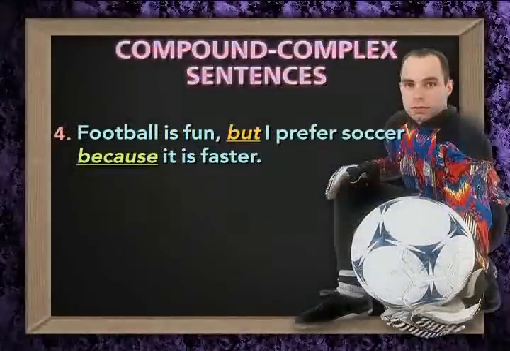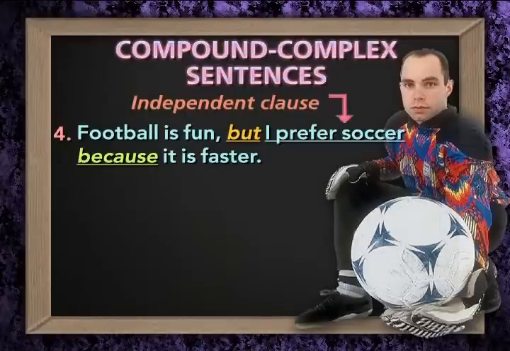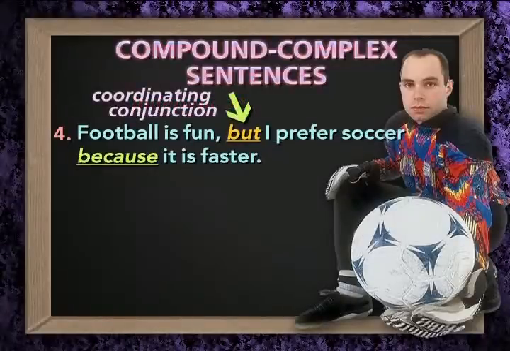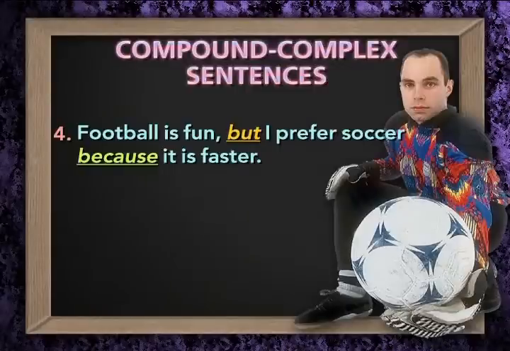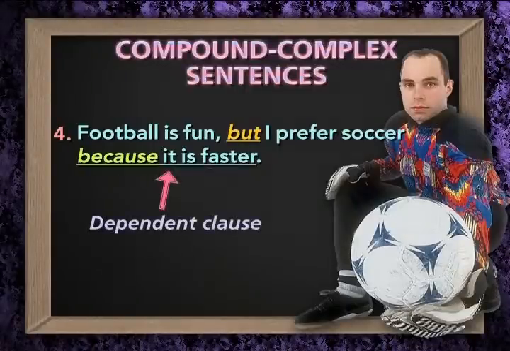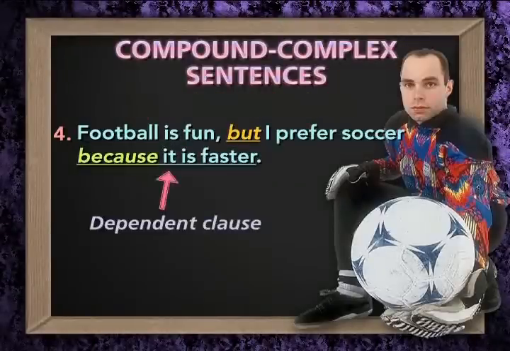Number 4, football is fun, but I prefer soccer because it is faster. Football is fun, independent clause. I prefer soccer, independent clause. Combine the 2 with the coordinating conjunction, but gives me my compound sentence. To make it compound complex, I need my dependent clause. I get that with because it is faster. So here I have independent, independent, dependent.